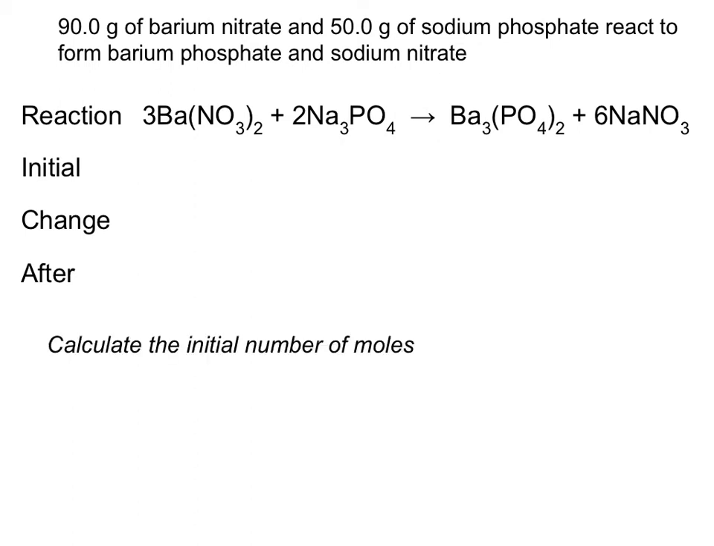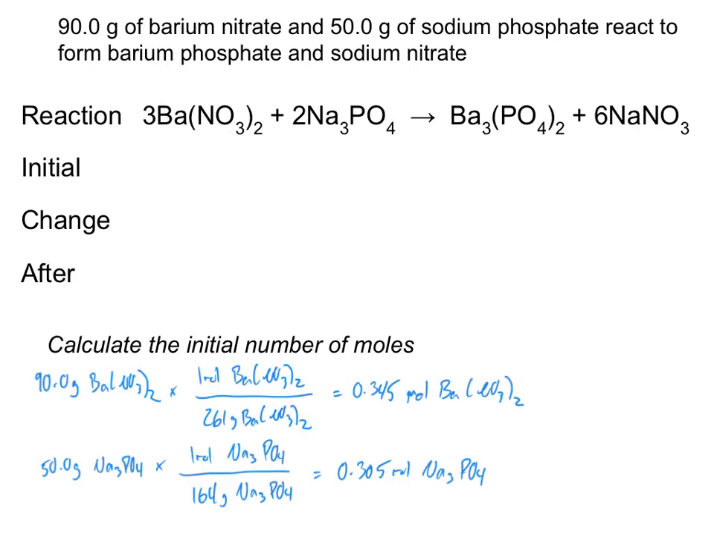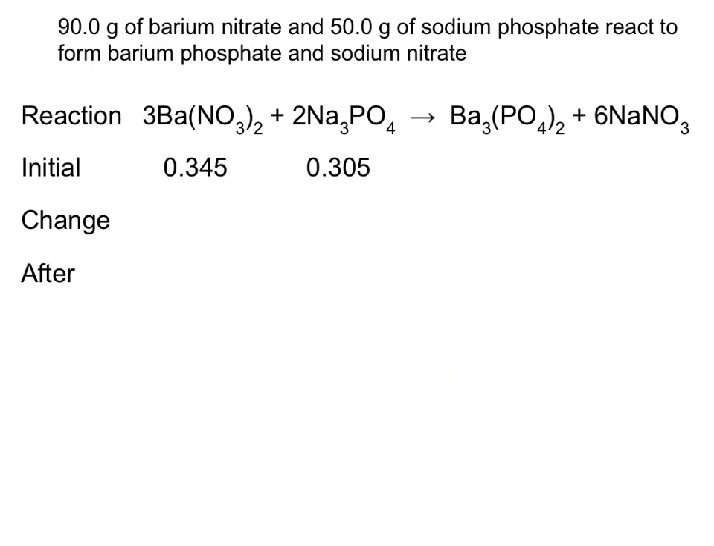Next, we can calculate our initial number of moles based on our starting amounts of both of the reactants. And we see that we're starting with 0.345 moles of barium nitrate and 0.305 moles of sodium phosphate. And so we can add those into our table. We also know that we're starting with 0 moles of our products.